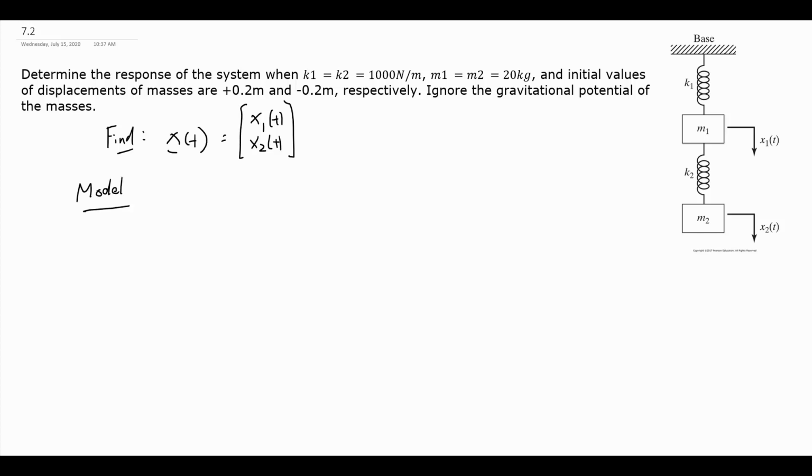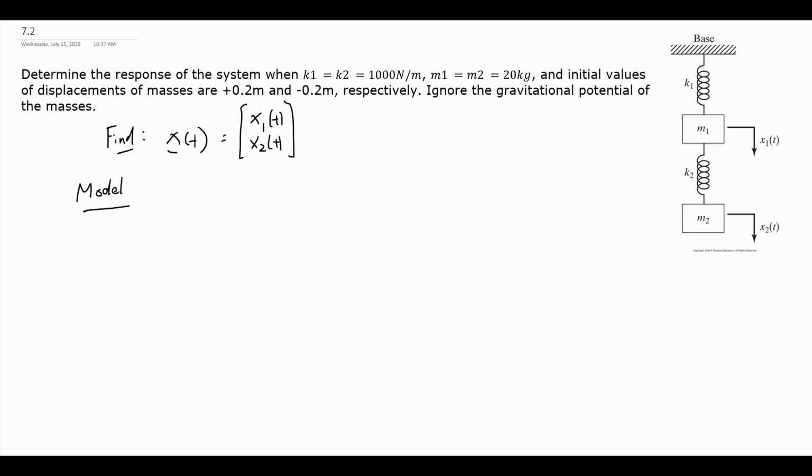So in the system, we have two masses, we have two springs. We're told to ignore the gravitational potential. There's not going to be any damping to consider, and there is no external forcing. So we're considering the vertical motion of m1 and m2.